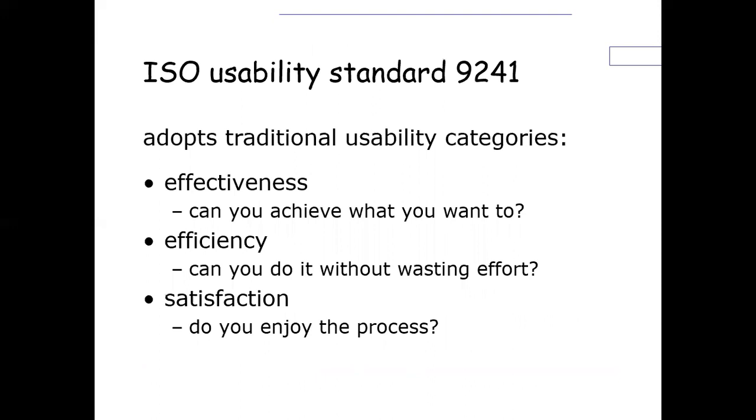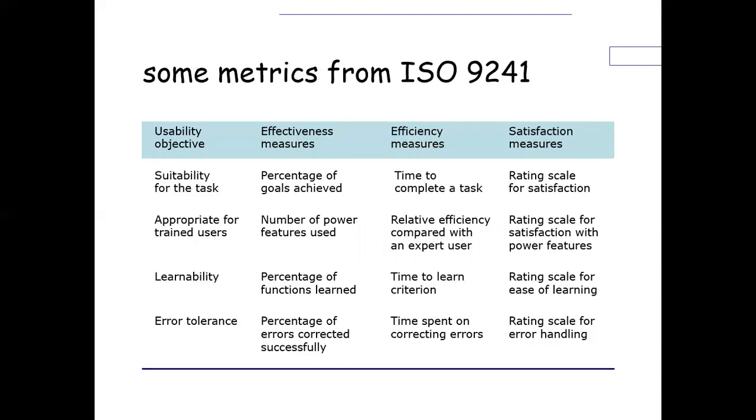There is usability standard ISO 9241. It adopts the traditional usability categories like effectiveness, efficiency, and satisfaction. Effectiveness means: can you achieve what you want to? Efficiency means: can you do it without wasting your effort? Satisfaction means: do you enjoy the process or not? And some metrics are given from ISO 9241, with usability objective, effectiveness measure, efficiency measure, and satisfaction measure.